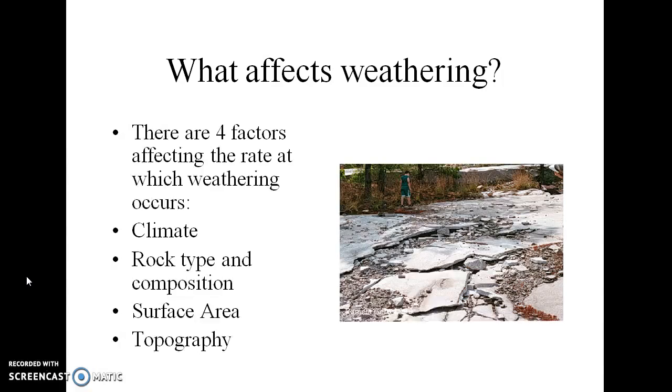And then of course topography. If it's on a very steep sloped area like this, the water is going to move much swifter down it, and it's going to break it up even more.